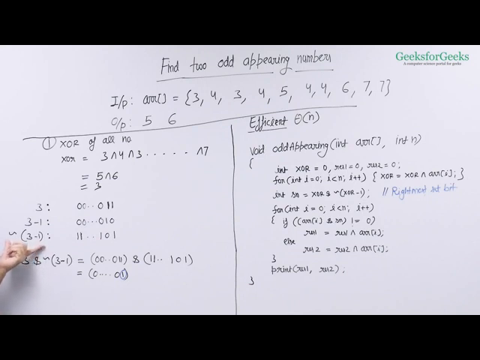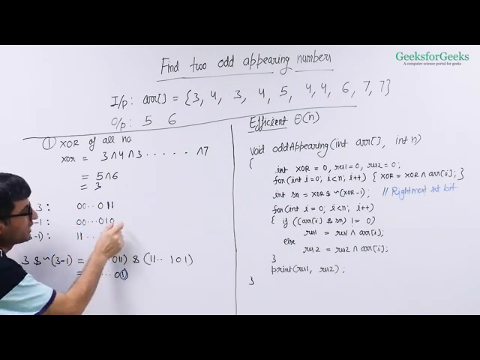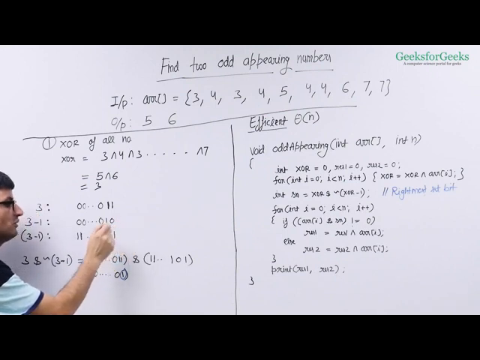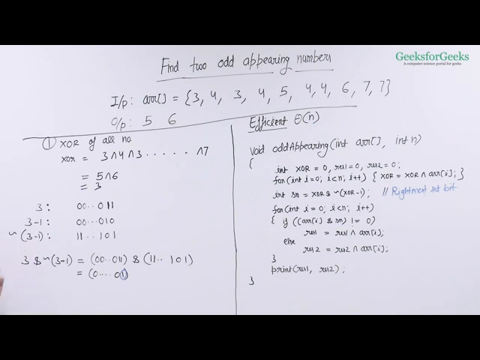Now we find negation of 3 minus 1. This tilde operator inverts all the bits of a number. So all the bits of 3 are inverted. 0 becomes 1, 1 becomes 0, this 0 becomes 1. And if there were more 1s after it, they would have become 0 here after applying this tilde operator. Once we have got this value, we do AND of these two numbers.